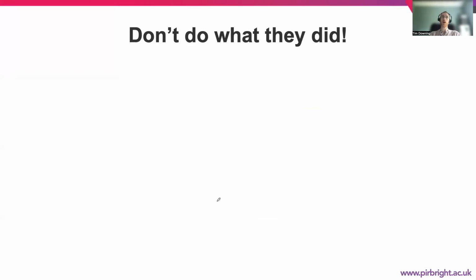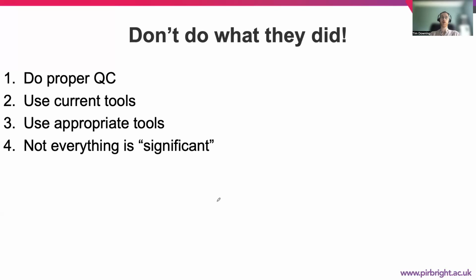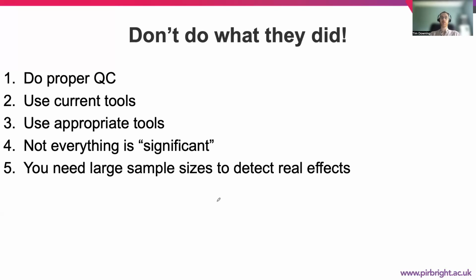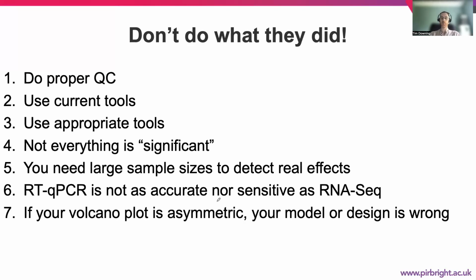So what we will do in our lab is proper QC. We'll use proper, research-valid tools, appropriate ones that are relevant for this analysis. We'll also be aware that not everything has to be labeled as significant. We'll also consider the effects of the sample sizes and how that affects this kind of work. We won't do RT-qPCR because it's not valuable for this kind of approach. And we'll also look at volcano plots as well.